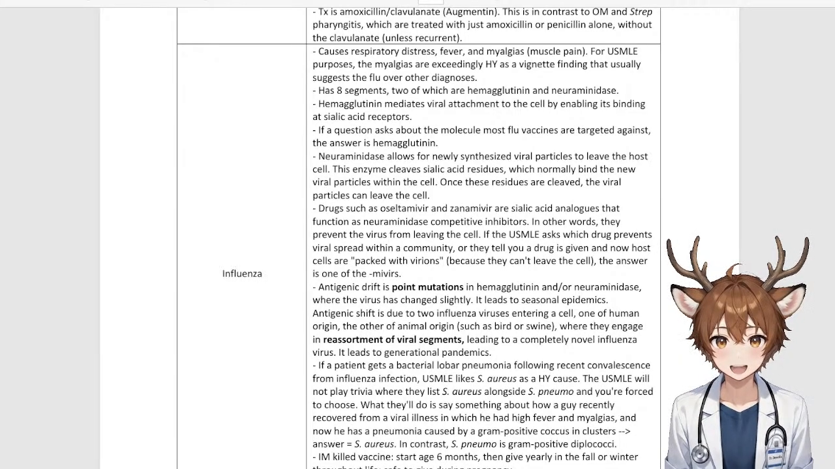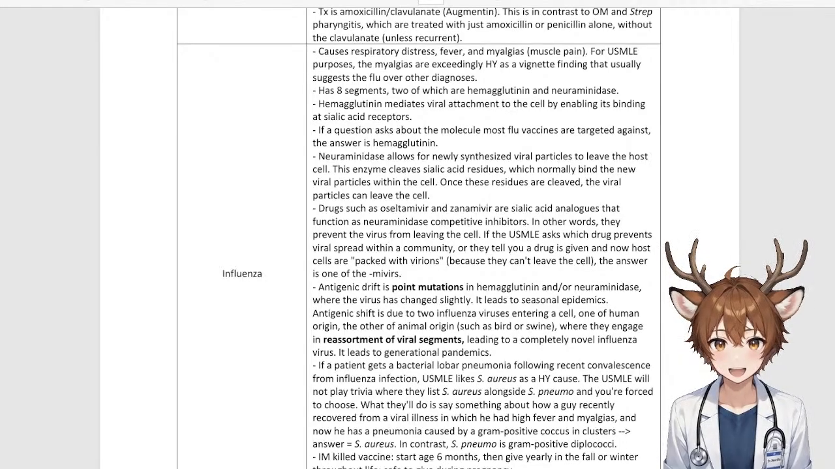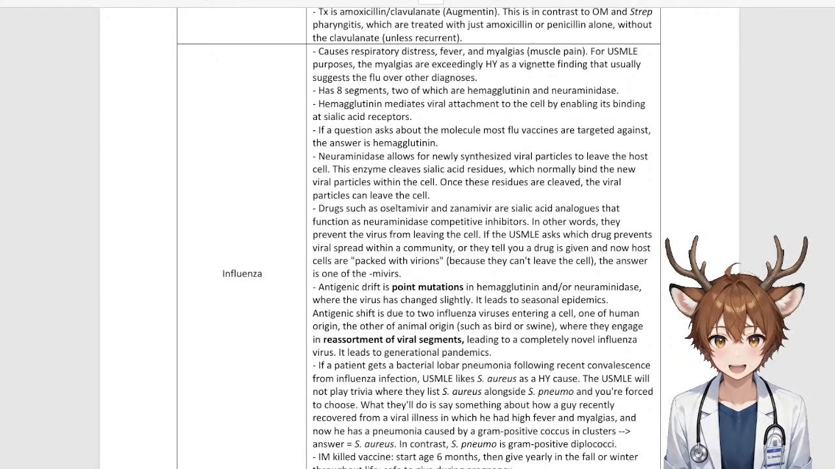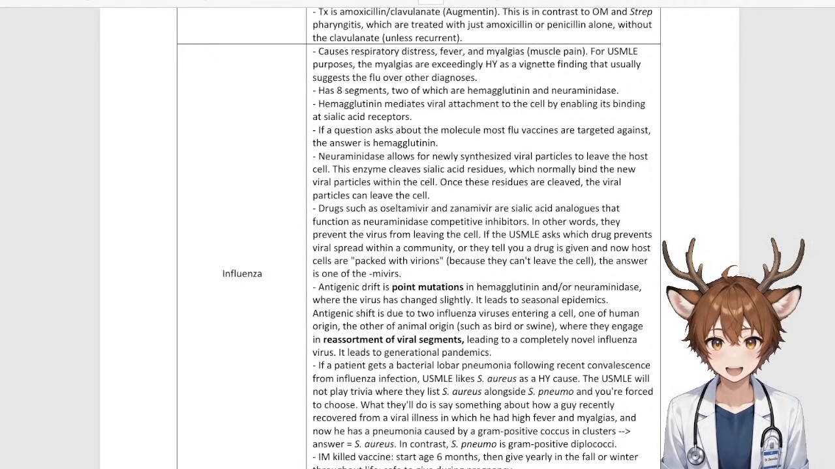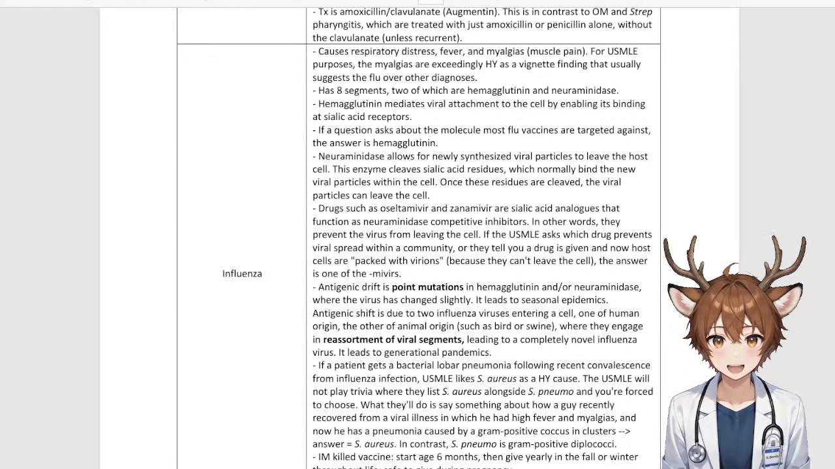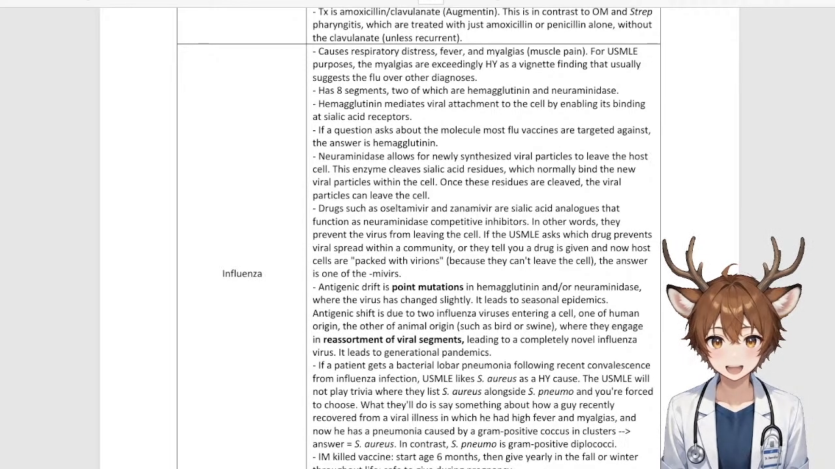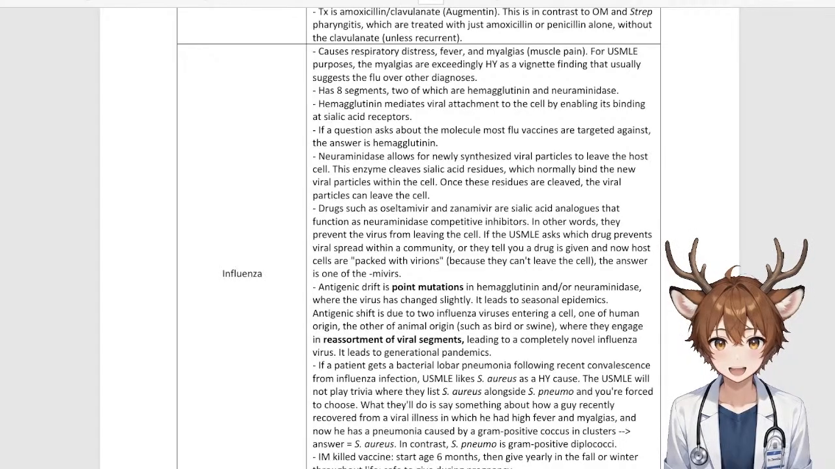Antigenic drift is the point mutations in hemagglutinin and/or neuraminidase where the virus has changed slightly. It leads to seasonal epidemics because, again, it's slowly evolving over time. Antigenic shift is due to 2 influenza viruses entering a cell, one of human origin, the other of animal origin, such as a bird or a swine, where they engage in reassortment of viral segments, leading to a completely novel influenza virus. It leads to the generational pandemics.